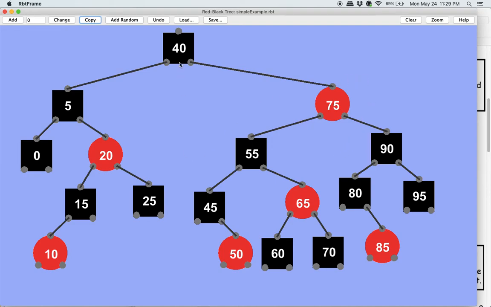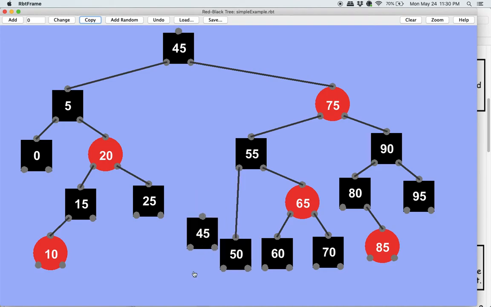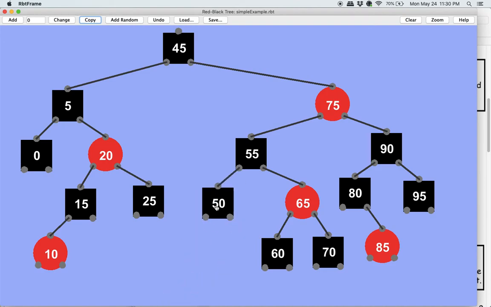Okay, next thing I want to delete is the 40. For the 40, it's got two children, so I find its in-order successor, go to the right once, to the left as far as I can, that's the 45. I replace the 45 there. The 40 is gone, but now I have two 45s. I delete the one down here. It has a single child, so I do the single child replacement, making that guy black. And there is the new red-black tree.